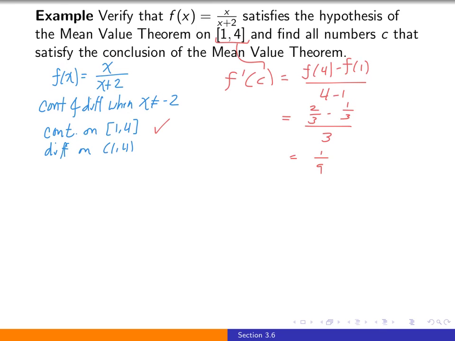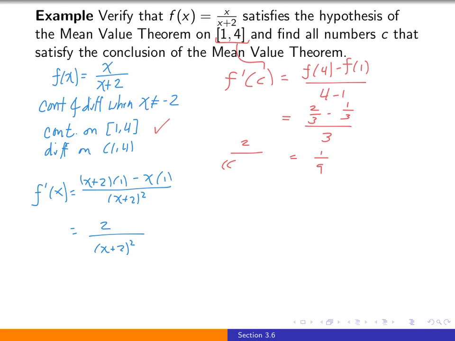So we need to determine what f prime is so that we have an equation to solve for C. So using the quotient rule, we have low d high minus high d low all over that bottom squared. The top is x plus 2 minus x, so just a 2 over x plus 2 quantity squared. So f prime of C is going to be 2 over C plus 2 quantity squared.